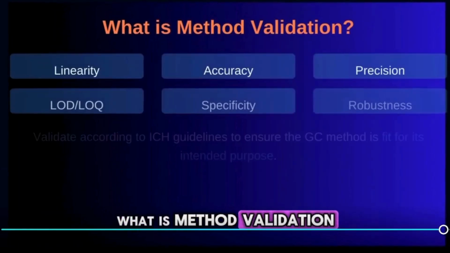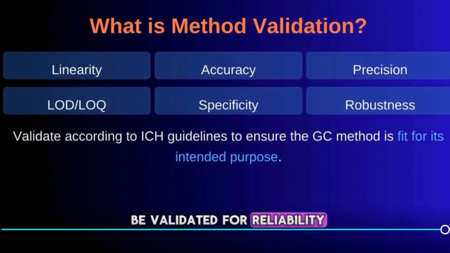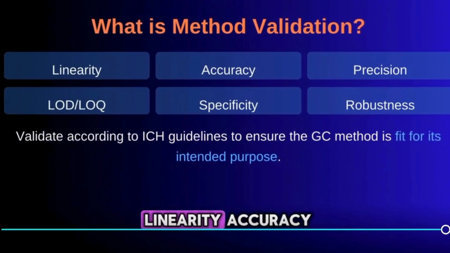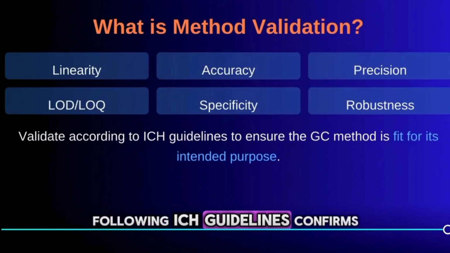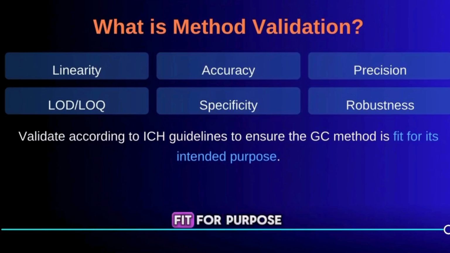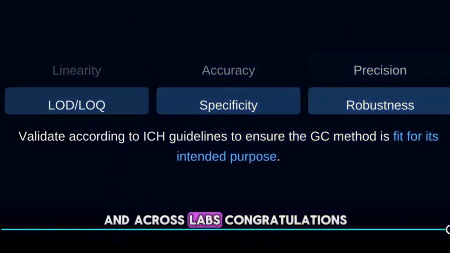What is method validation? Every GC method must be validated for reliability. That includes parameters like linearity, accuracy, precision, detection limits, and robustness. Following ICH guidelines confirms that the method is fit for purpose. Validated methods ensure that your results hold up in audits and across labs.